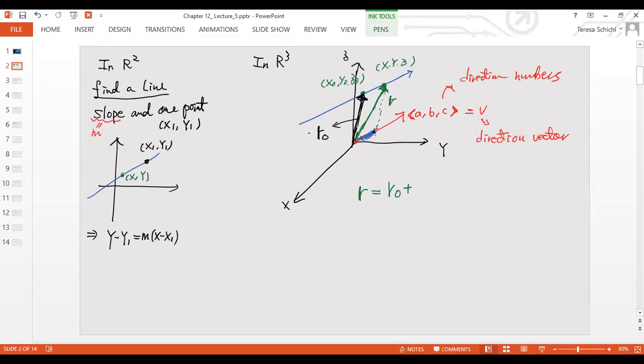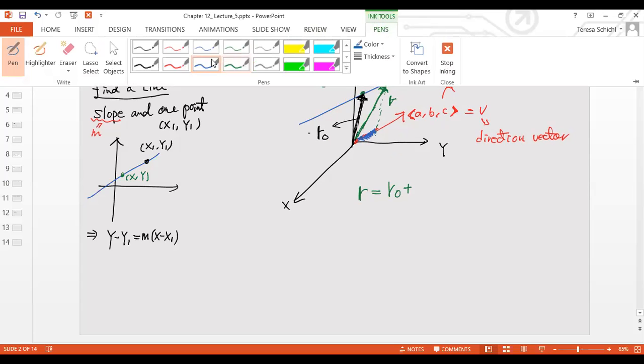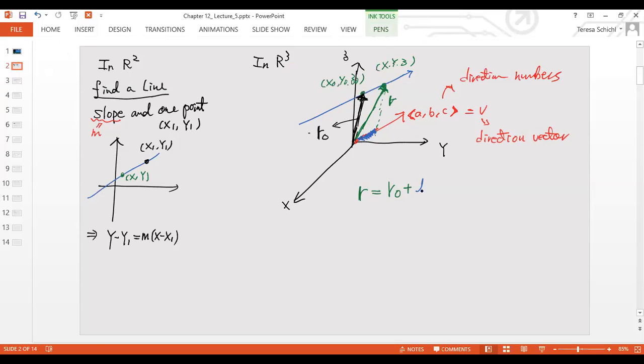So this vector is a part of the directional vectors, right? But the x, y, z can be anywhere. That's why I'm adding t times v here, right? So t could be 1/2 of v, for example. That's why this is what I call the vector form of the line.